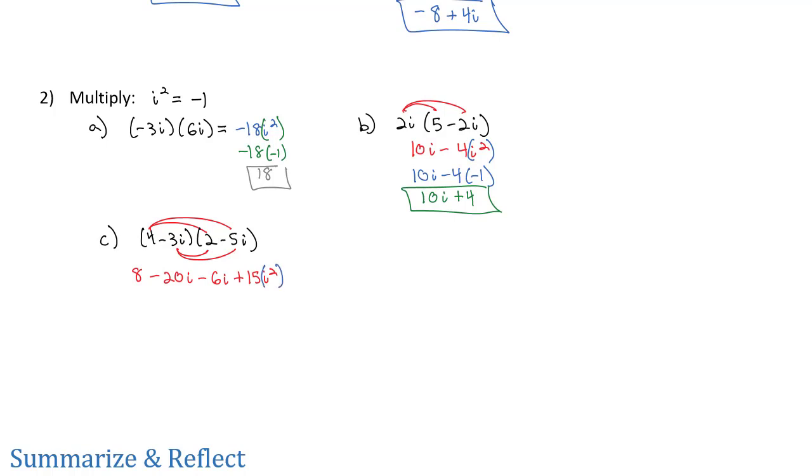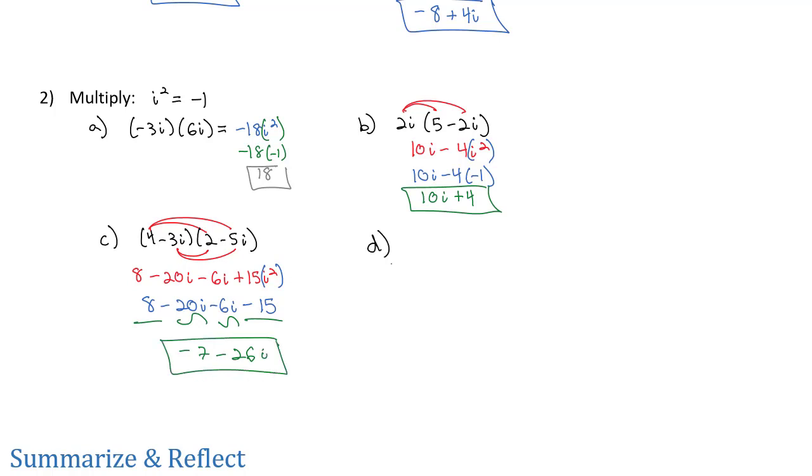But again, i squared is negative 1. So we really have 8 minus 20i minus 6i plus 15 times negative 1, which makes it negative 15. Now we can combine like terms. 8 minus 15 is negative 7. And negative 20 minus 6 gives us negative 26 i's.